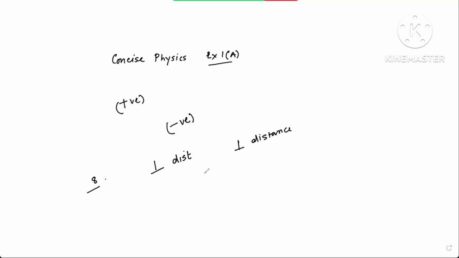In a similar way, in question number 9, state one way to obtain a greater moment of force. So we have to increase the perpendicular distance of the line of action of force from the axis of rotation. We have to increase the perpendicular distance.